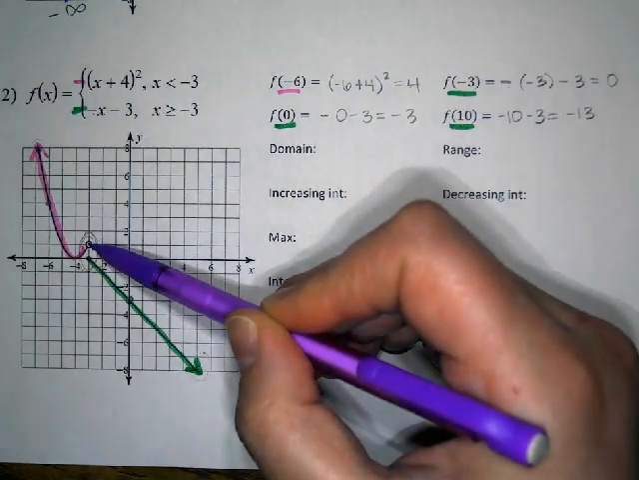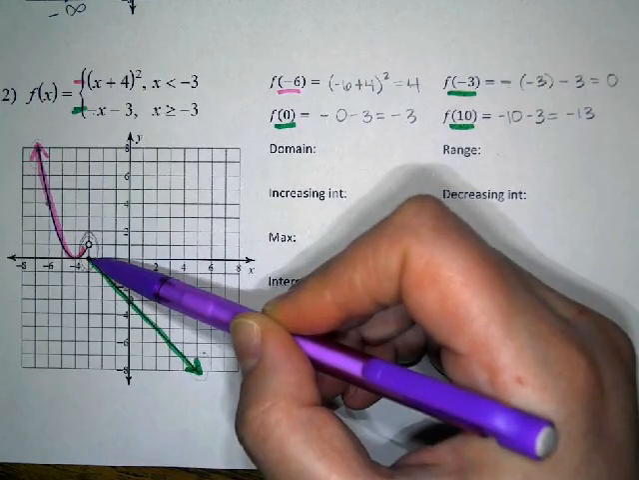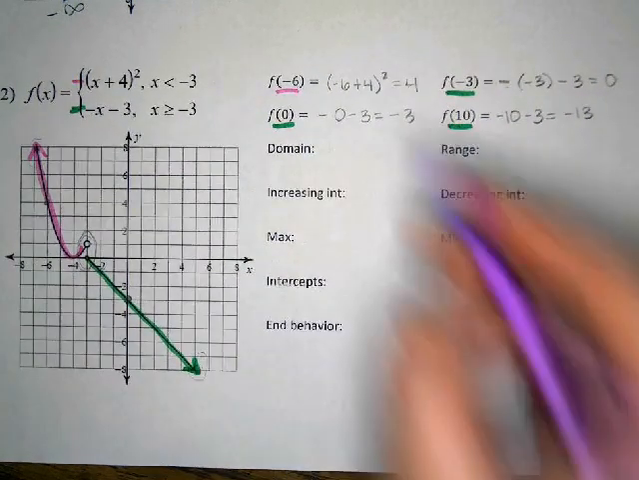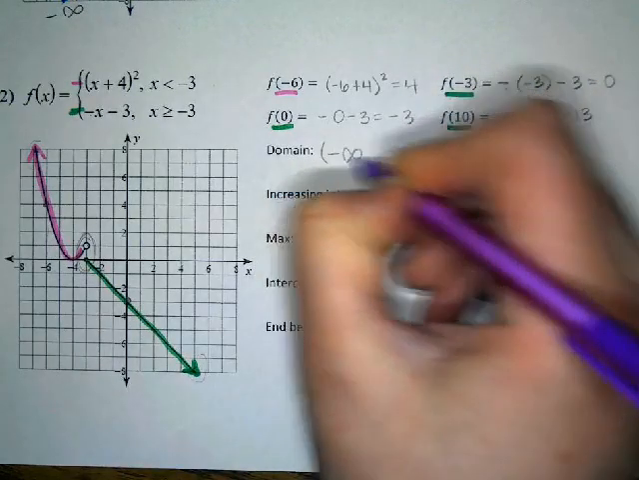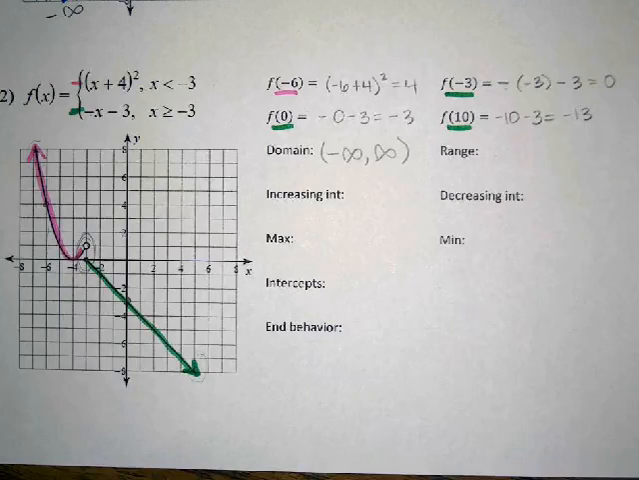So I thought maybe it was an issue, but it turned out not to be an issue after all. So the domain is left forever to right forever. -3 made me think for a moment, but it ended up being okay. Left forever to right forever. Does that make sense? Okay.